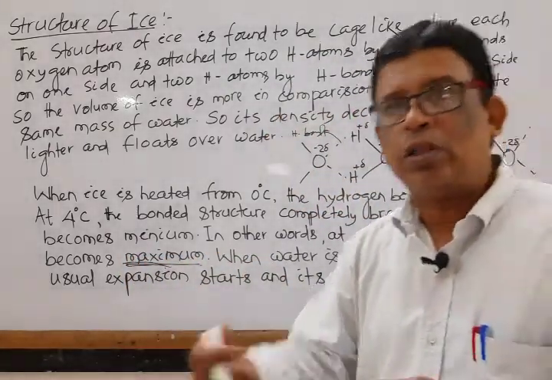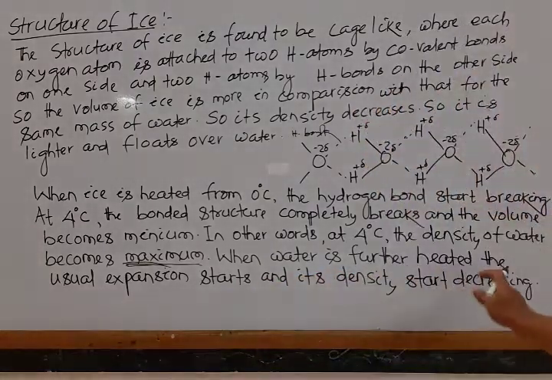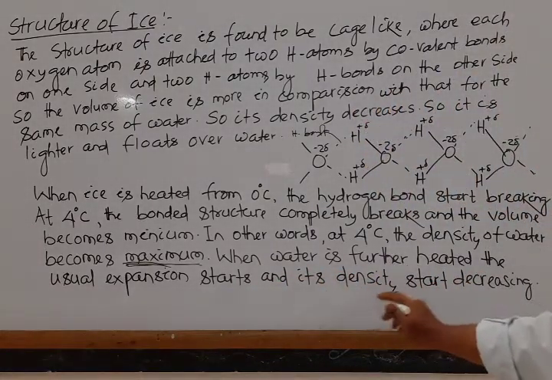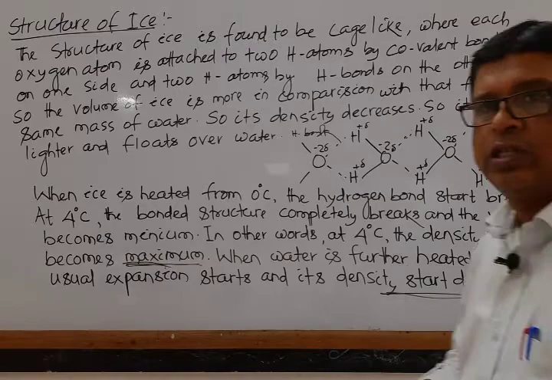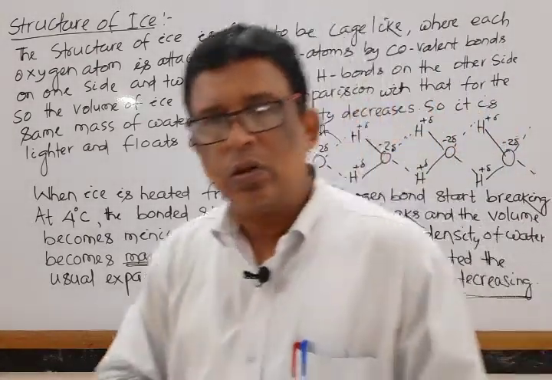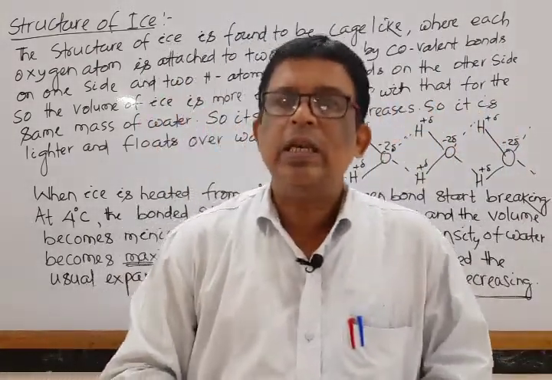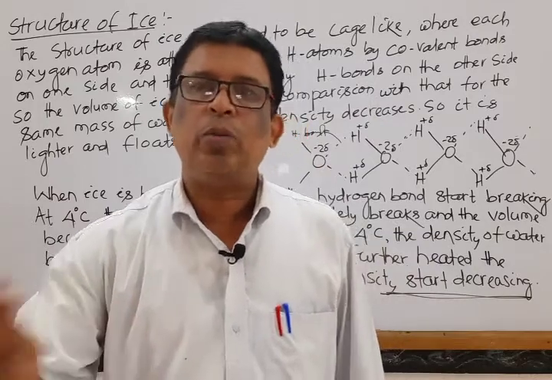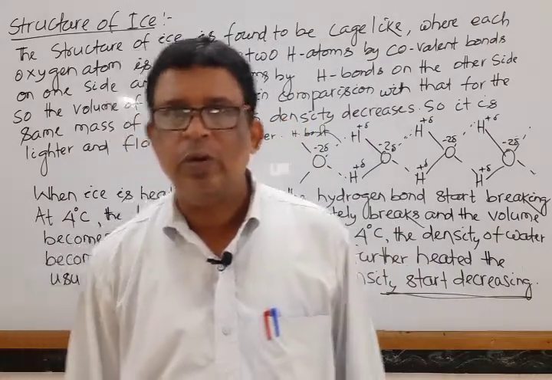When water is further heated, what happens? The usual expansion starts and its density then starts decreasing. Due to this reason, the answer to the question of why ice floats over water is this. This is the genuine reason.